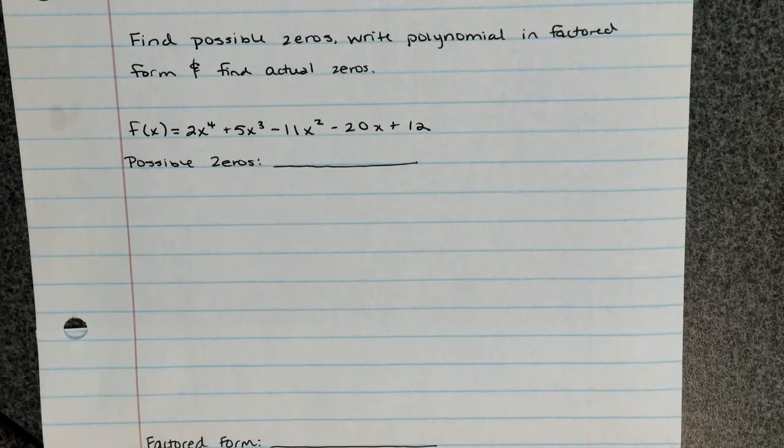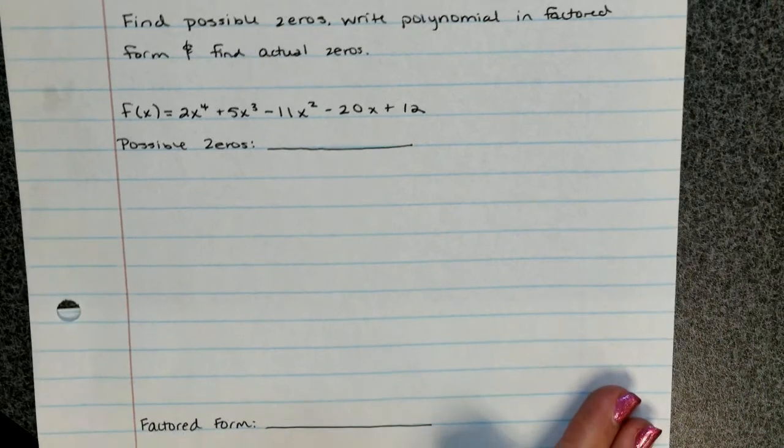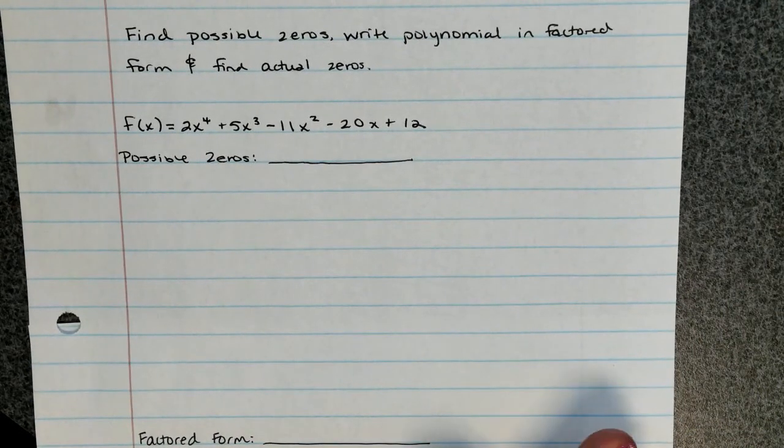Okay, so here's what your problem is going to look like. It's going to say to find all the possible zeros, write the polynomial in factor form, and find the actual zeros. So you might need to hit pause so you can write this down on your notebook paper and the problem.